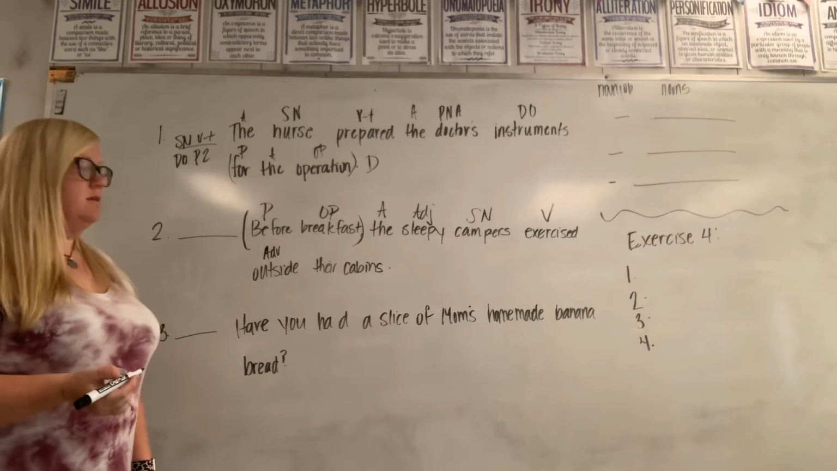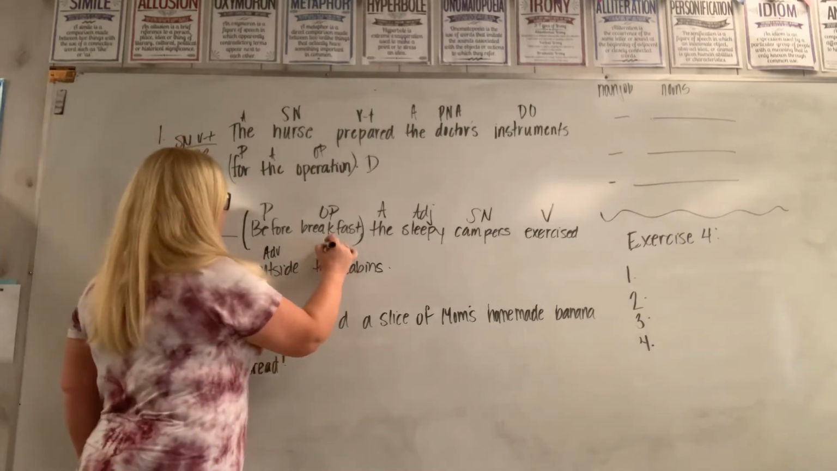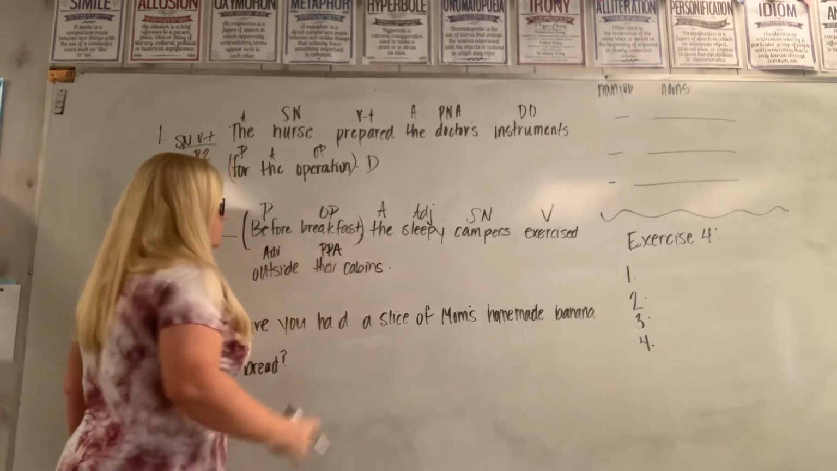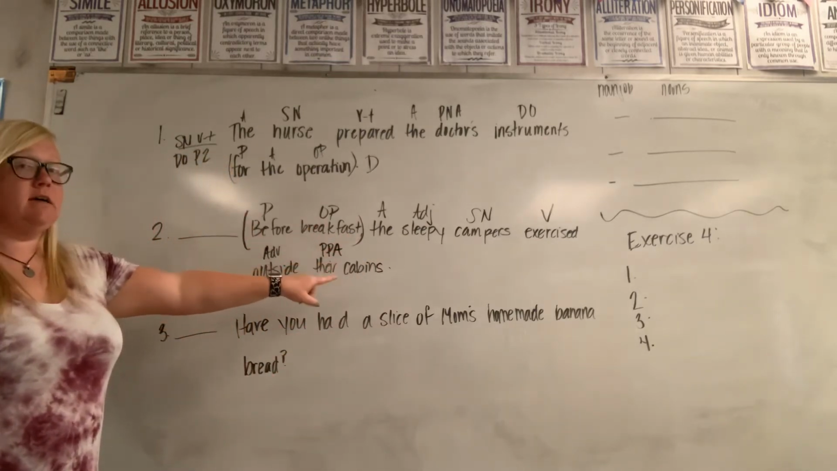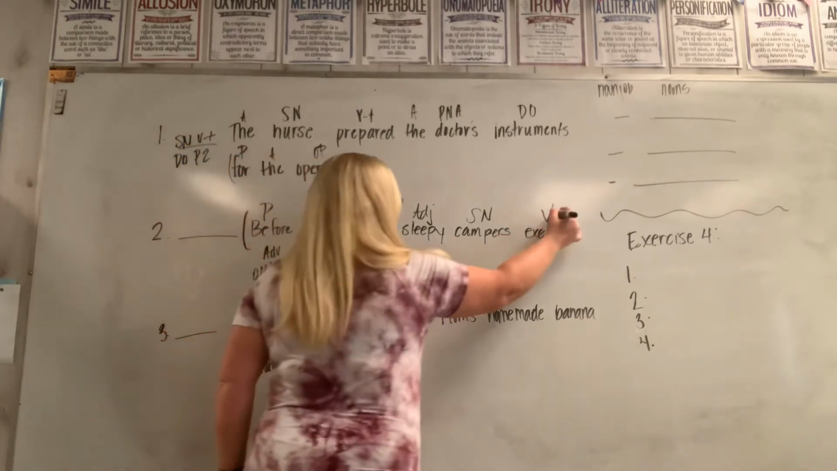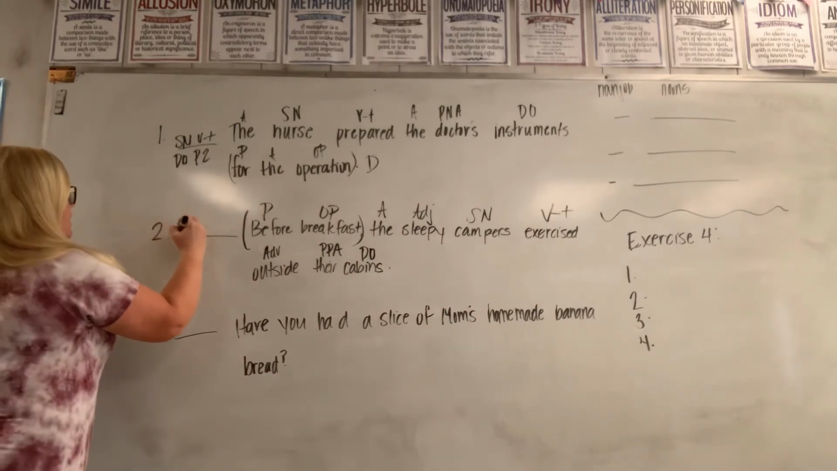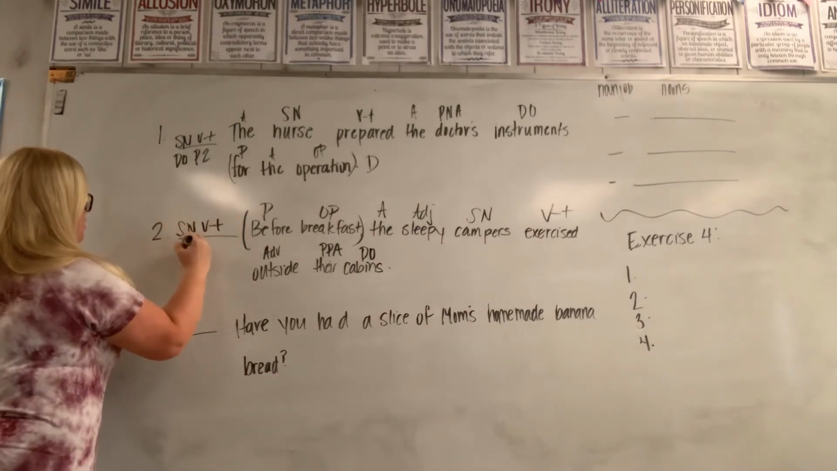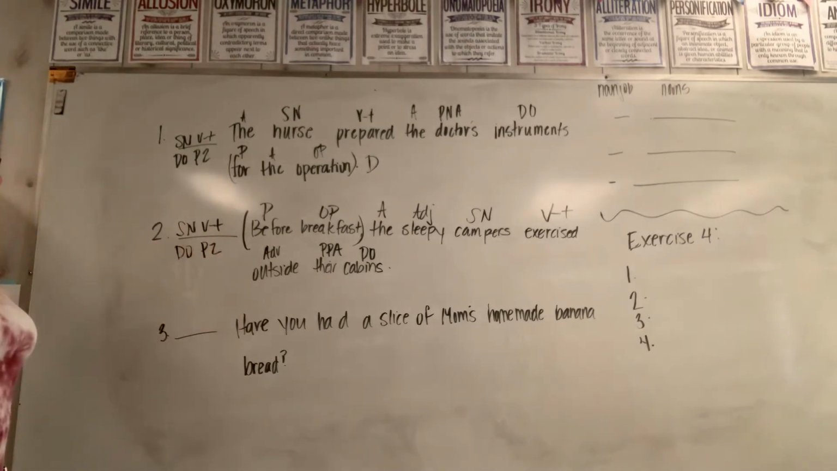Outside what? Their cabins. So there is a PPA, but we can say what they exercise outside of. And so that's cabin. So that's going to make that a direct object. So we need to go back and change that. So this one, same thing. Pattern 2 sentence.